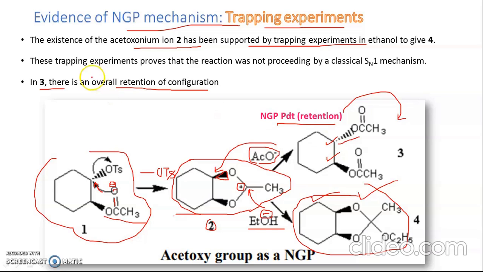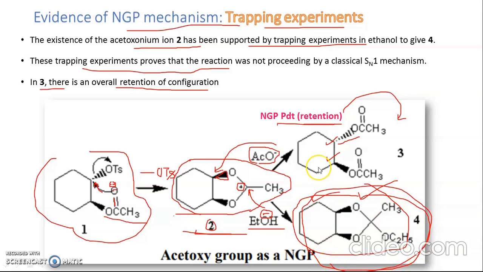This trapping experiment also proves that the reaction is not proceeding by the classical SN1 mechanism. Because if it were a classical SN1 mechanism, then we could not expect this full retention product. And another thing is that here we have trapped this structure 2, the carbocation structure, using ethanol. That is why we are getting this molecule 4. Okay, so this is the evidence of NGP mechanism. So that is all about NGP.